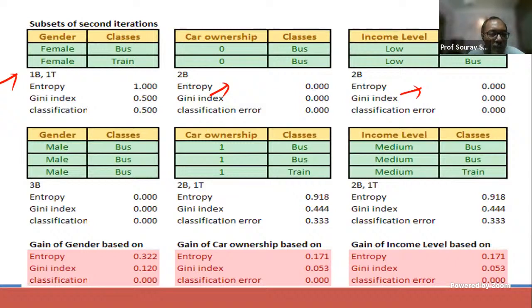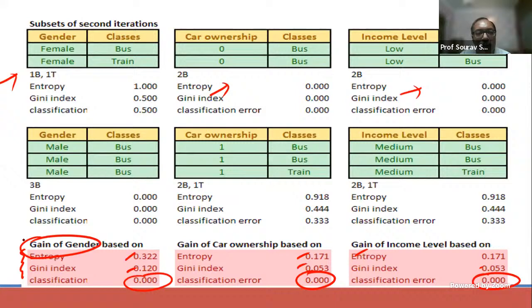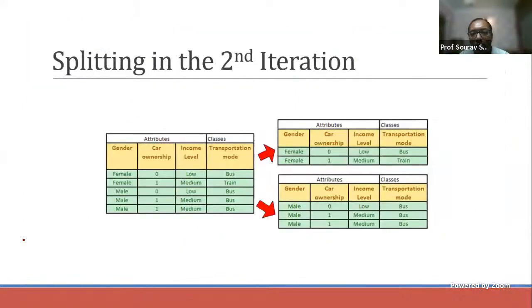Why? Because if you see the gain, it is maximum. For entropy also, and for the Gini index, it is maximum. Classification error, by the way, is why I said classification error is not the best metric. See, it is unable to classify further. It has stopped splitting. Classification error is all coming out as 0. But even if you use entropy or the Gini index, in both cases we find that gender is coming out as maximum.